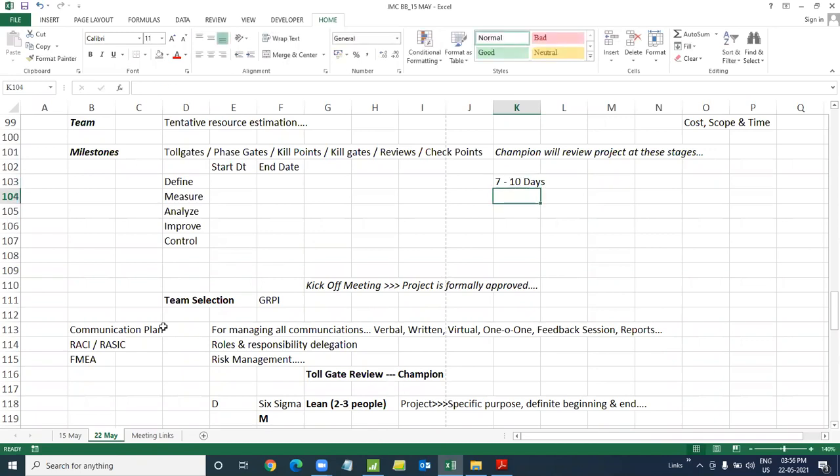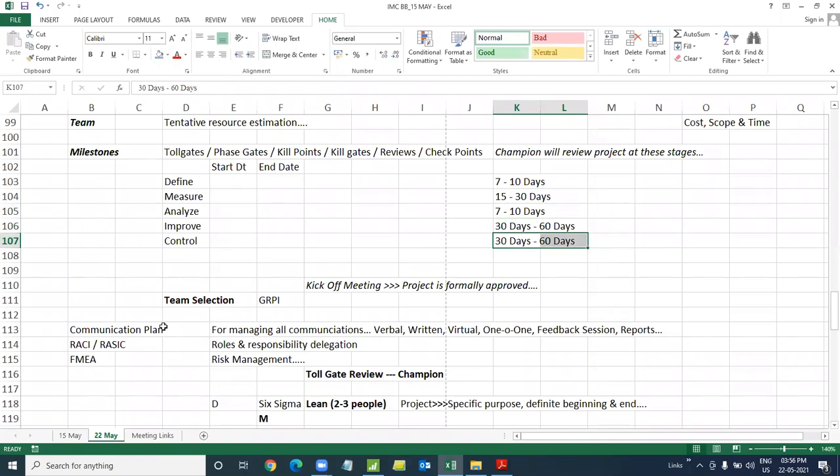Measure phase could take nothing less than 15 days, and it could easily be even 30 days, because in the measure phase data collection takes a lot of time. Analyze phase could take about 7 to 10 days. Again, it won't be long. Improve phase depends on how big the improvement is, so I can't quantify it technically. It could take 30 days easily, 30 to 45 days or 60 days. And however many days you have spent in your improve phase, you must control the process for that many days.